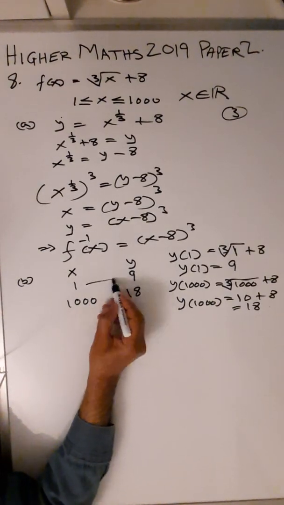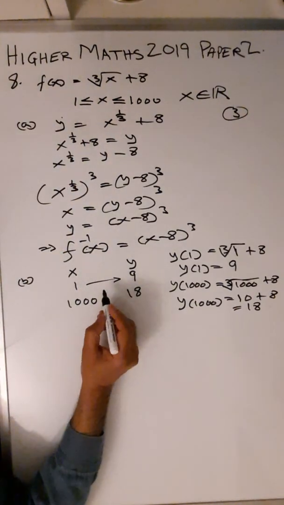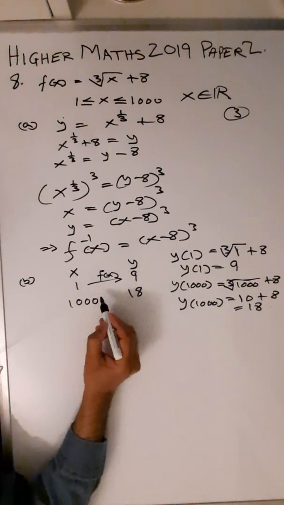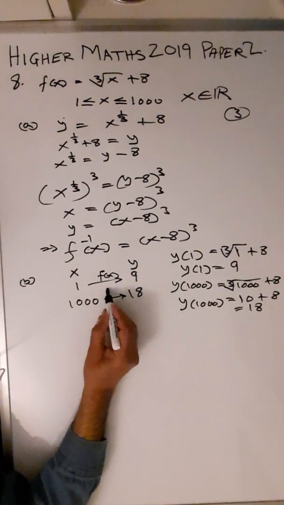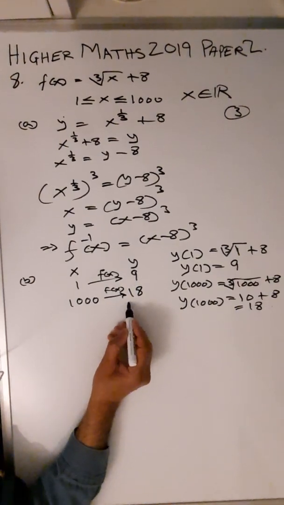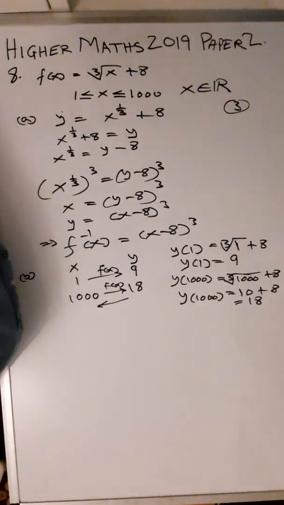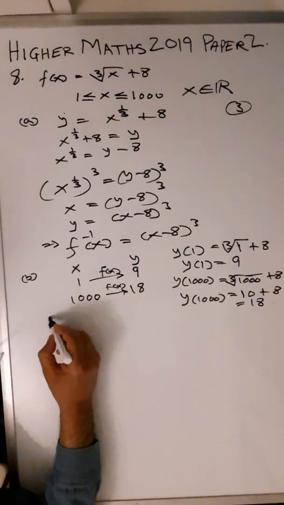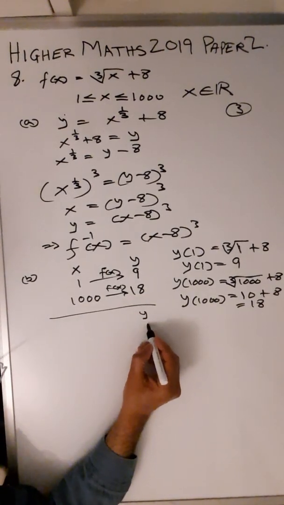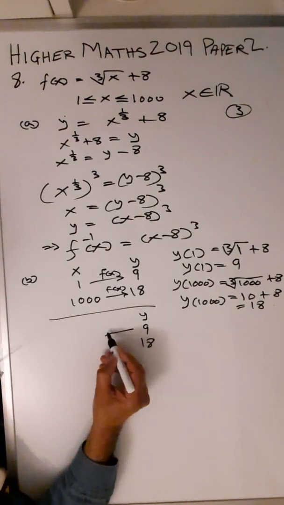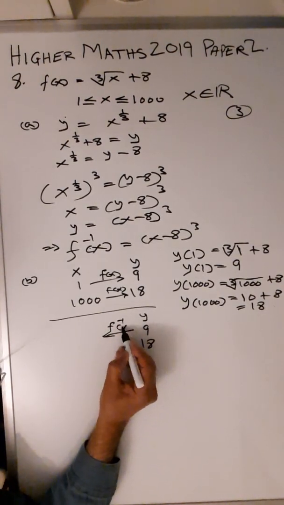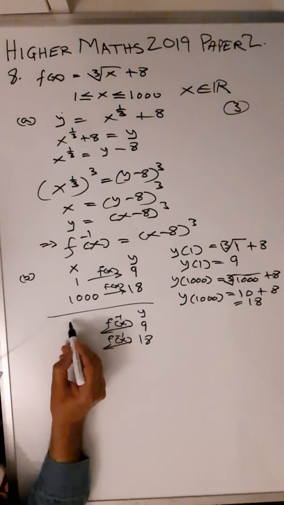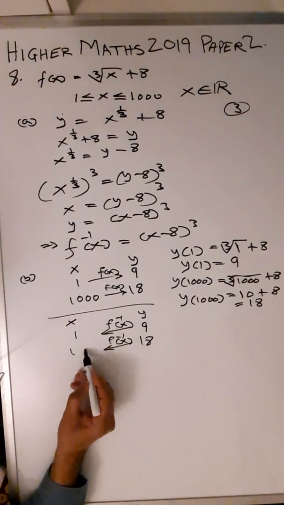So when you perform the f function on it, x goes to y. This is your f of x, it takes it to there, and the inverse function would take it back to x. So if you perform the inverse function on that, y is there, so that's going to be 9 and 18. So performing the inverse function, f minus 1 of x, on each of these would take it back to x, which is 1 and 1000.